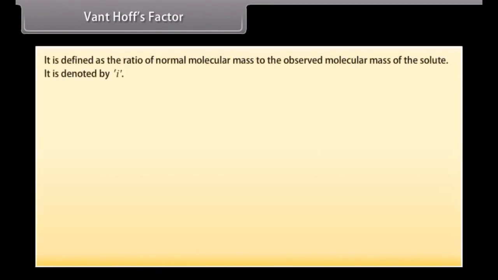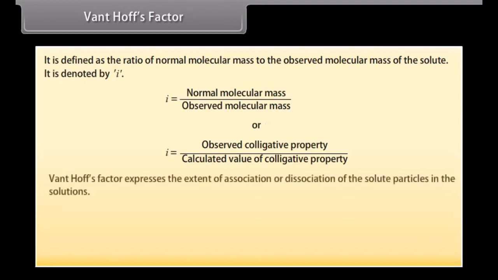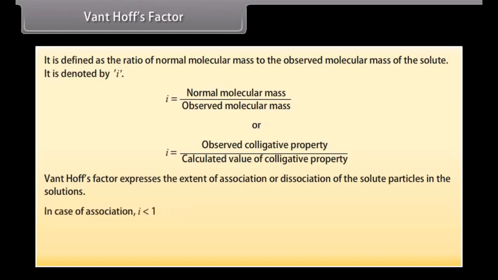Van 't Hoff's factor. It is defined as the ratio of normal molecular mass to the observed molecular mass of the solute. It is denoted by i. i is equal to normal molecular mass divided by observed molecular mass, or i is equal to observed colligative property divided by calculated value of colligative property. Van 't Hoff's factor expresses the extent of association or dissociation of the solute particles in the solutions. In case of association, i is less than 1. In case of dissociation, i is greater than 1. Neither association nor dissociation, i is equal to 1.